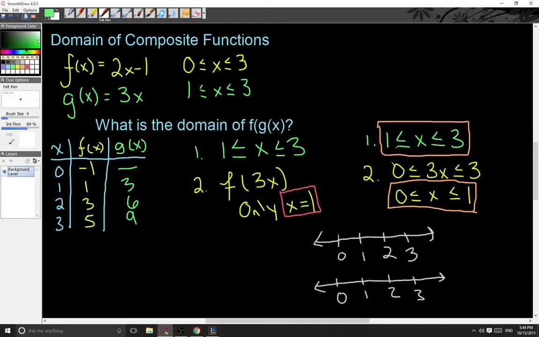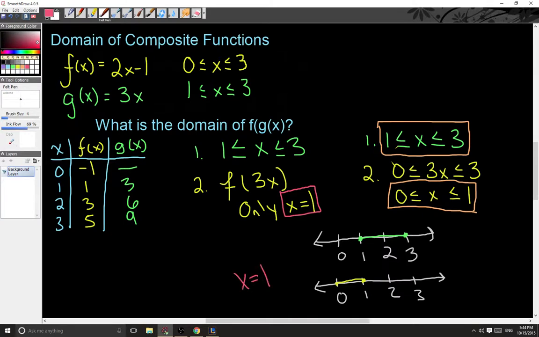Okay, so we know this first set here includes 1 and goes all the way to 3. And we know the second set starts at 0 and includes 0 and goes all the way to 1. So basically what we're doing with these two rules is saying, what numbers do these two rules have in common? And we can see from these drawings that the only place that these two lines overlap is at 1. So again, we've figured out that our domain is actually just x equals 1.